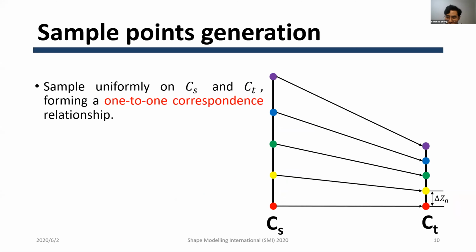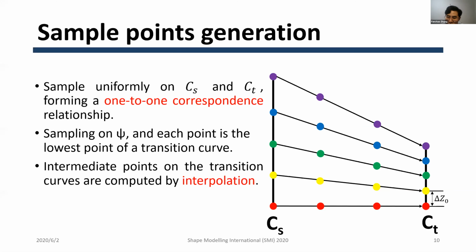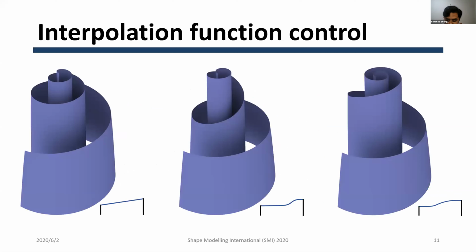We sample uniformly on CS and CT. The number of samples is the same, forming a one-to-one corresponding relationship. Similarly, with sampling on phi, we then get an intermediate point on each transition curve by interpolation. The lowest point of each transition curve overlaps with a point on phi. Then we have the point cloud for the entire model. All the adjustments are made on these discrete points.